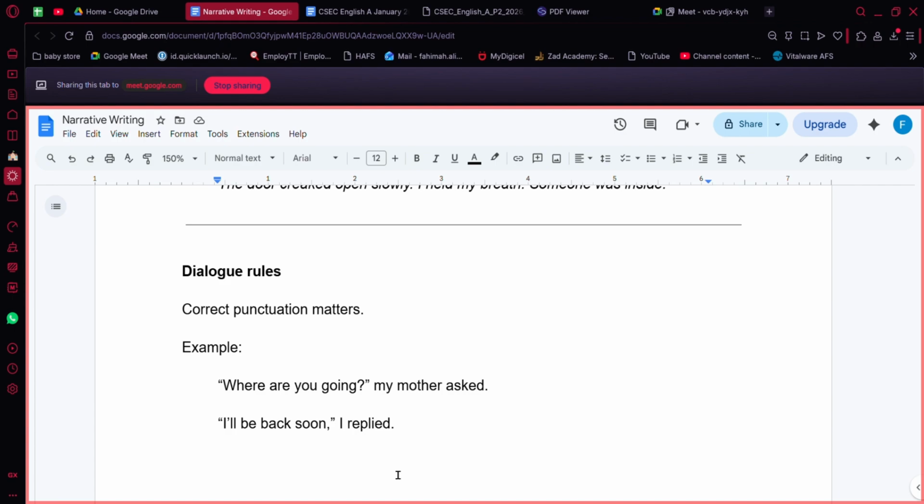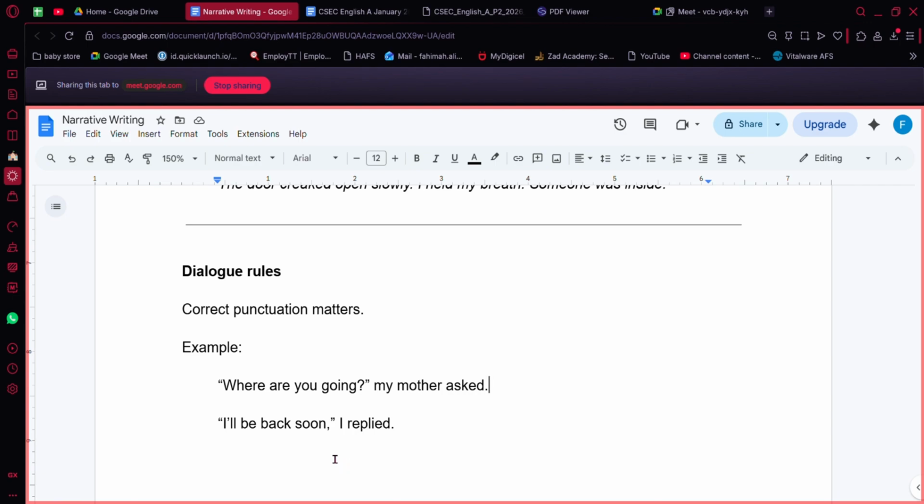You have your double quotation marks around your dialogue. This is around what the person is saying. It is not around the part that says "my mother asked," because that is not dialogue. That is narration. You have a question mark because that is a question. You have a full stop at the end. The sentence has ended. If you say, "I'll be back soon," I replied, you put a comma to show that that is the end of the speech.